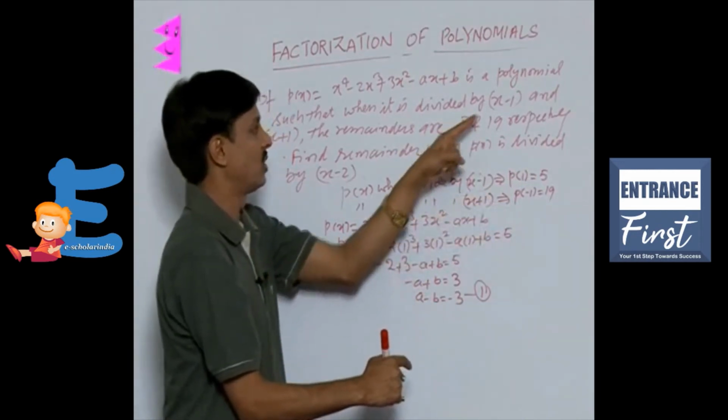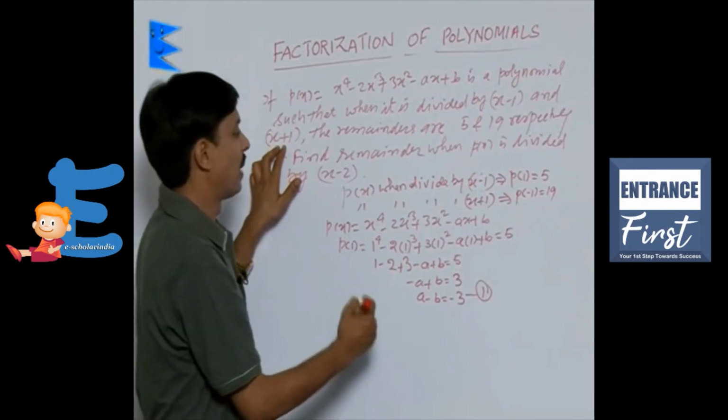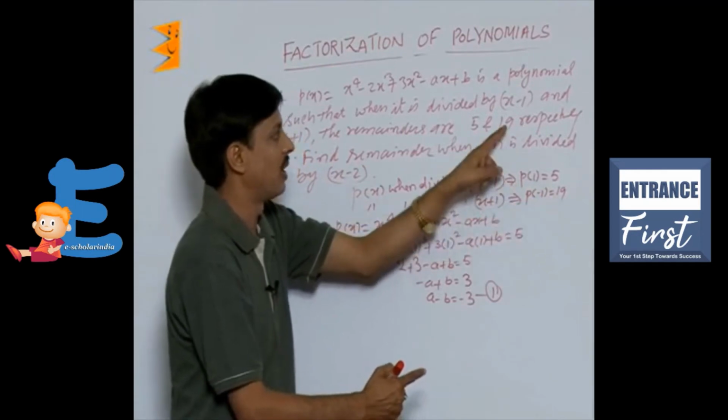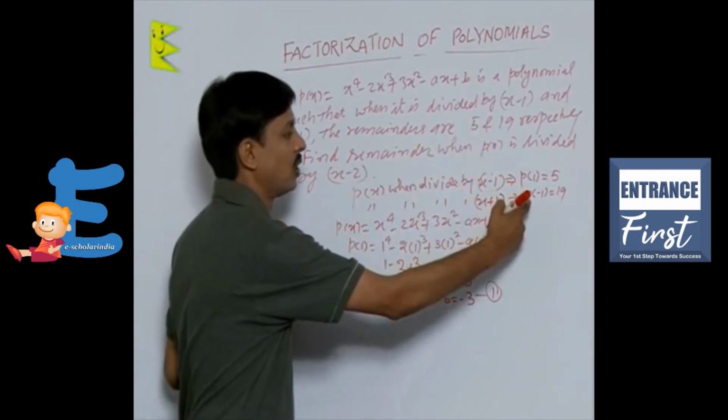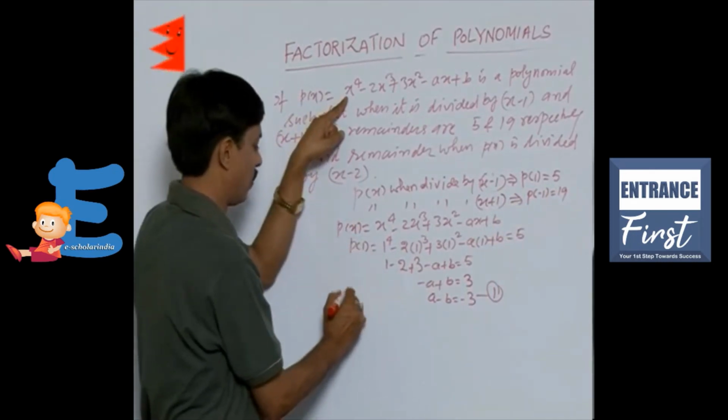And in the second situation, when the same polynomial is divided by x plus 1, what does x plus 1 imply? X equals minus 1. So x equals minus 1 means the remainder is what? 19. So P of minus 1 is 19. So in place of every x, I have to put minus 1.